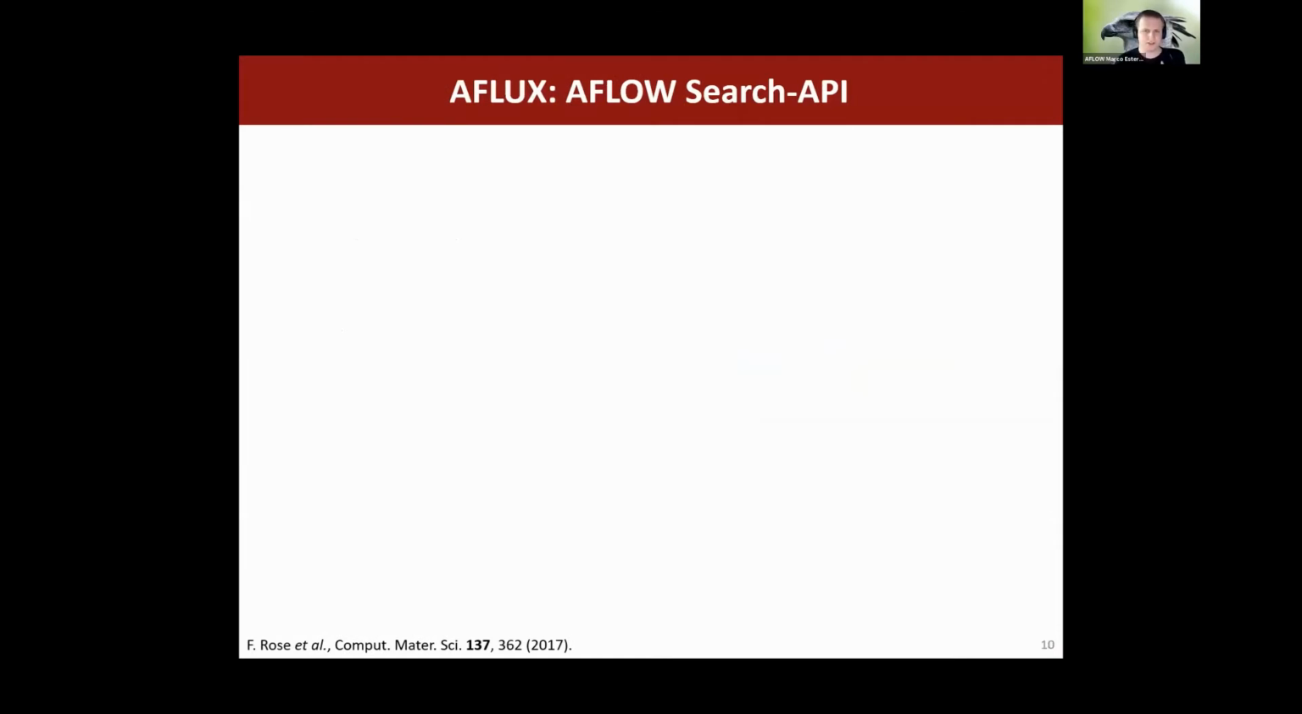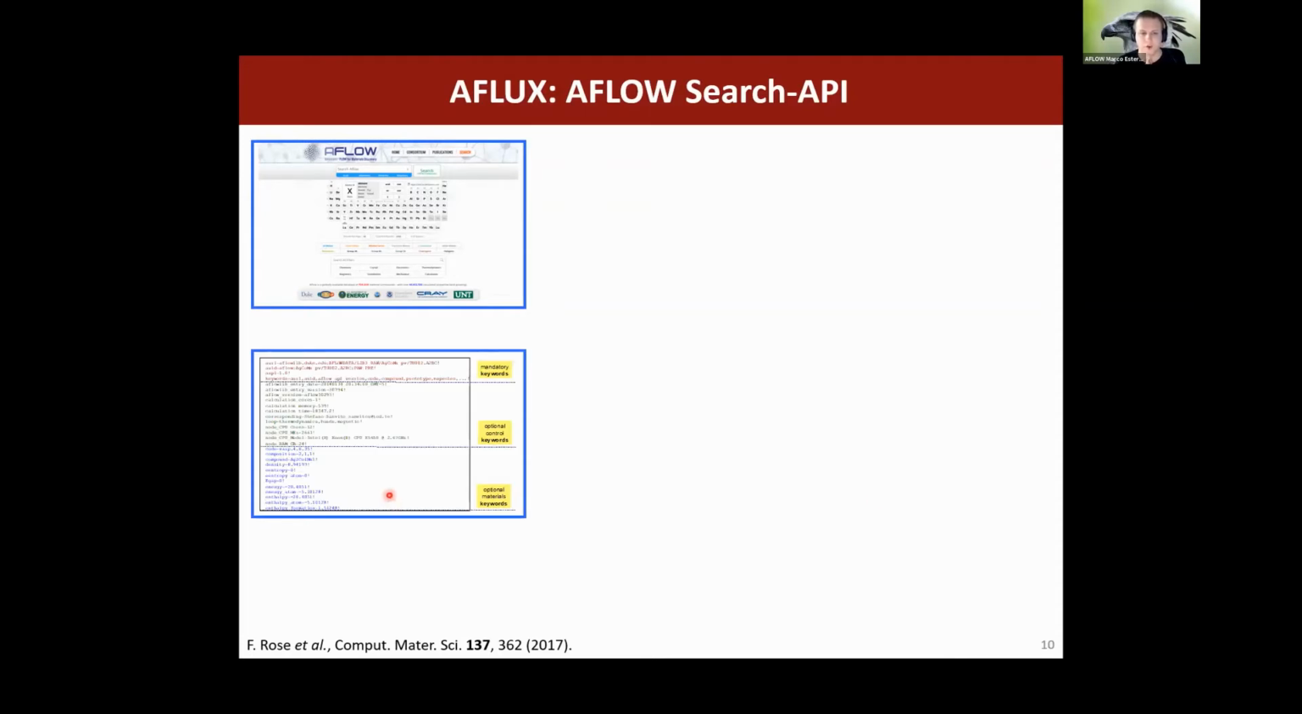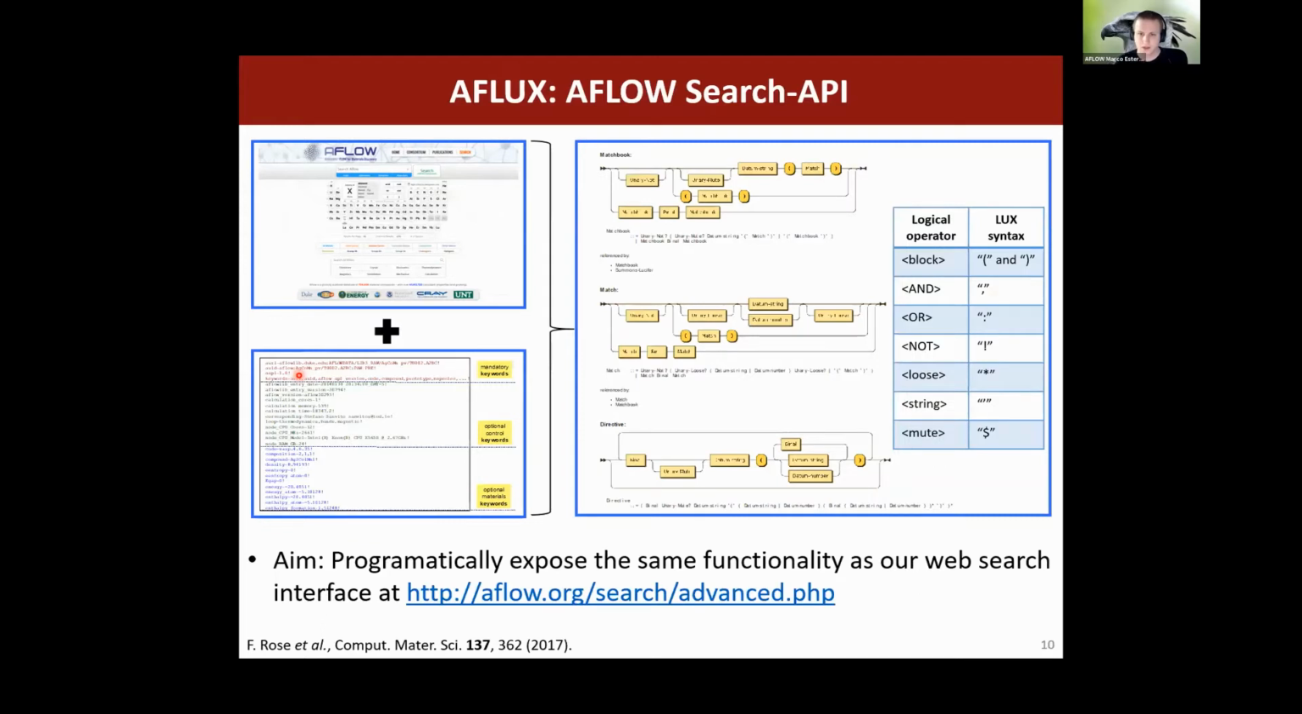AFLUX is using a very, very different approach. AFLUX is essentially trying to mimic how our search function works. So we've already played with the website. We already played with the search capability of our website. And we've also seen the data page. So can we combine the two into a programmatic way to get what we need using Python or using any kind of scripting language that we need? And the answer to that was AFLUX.